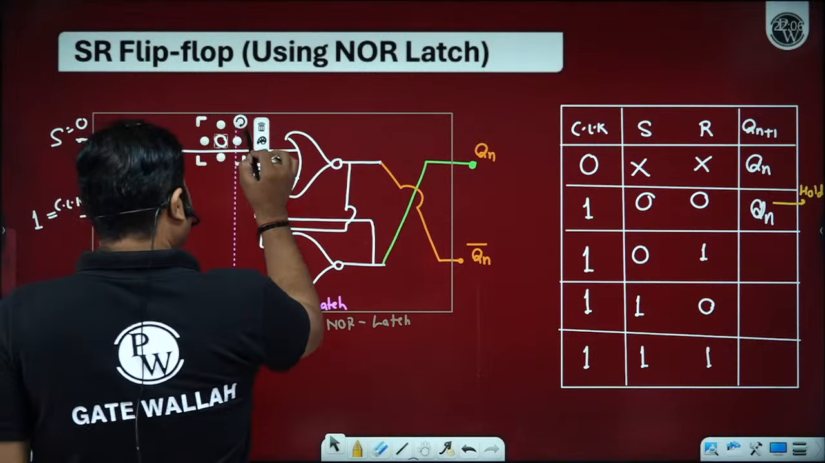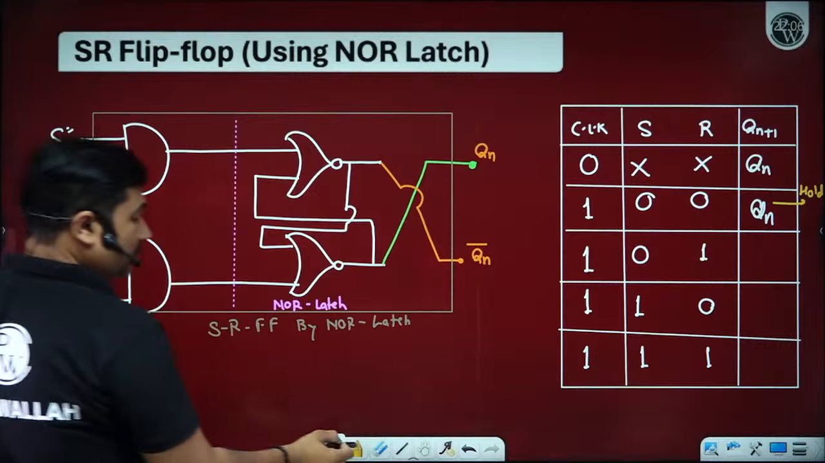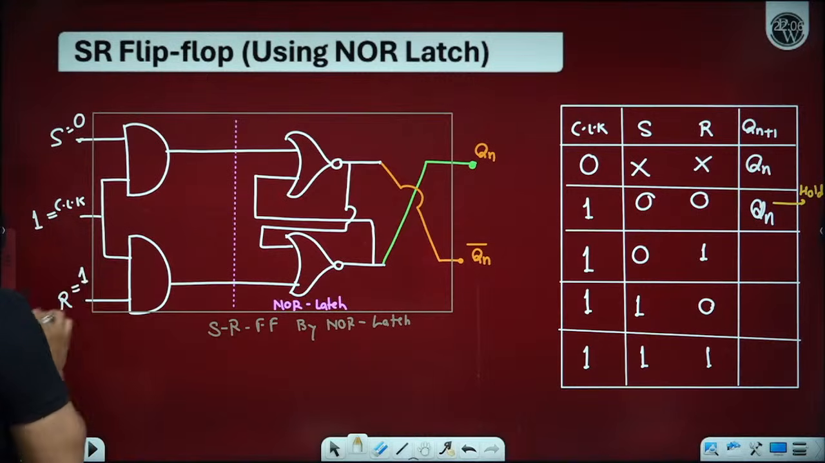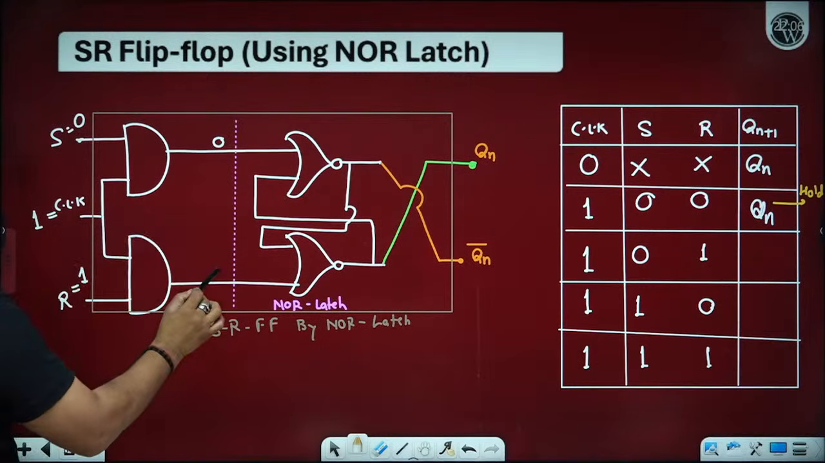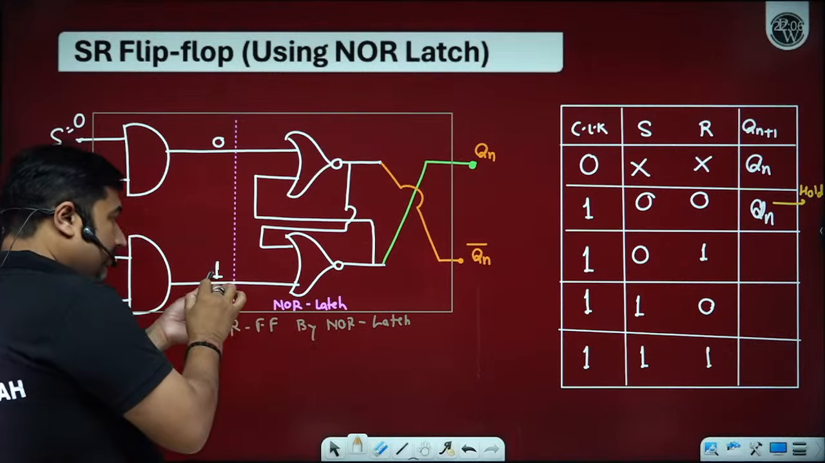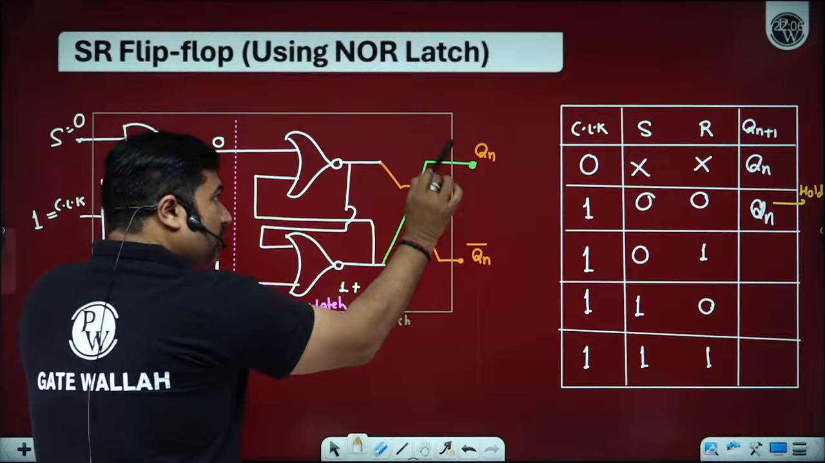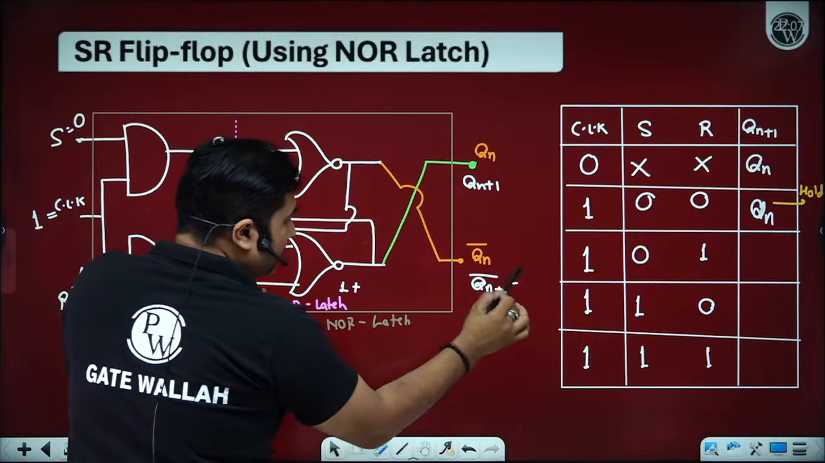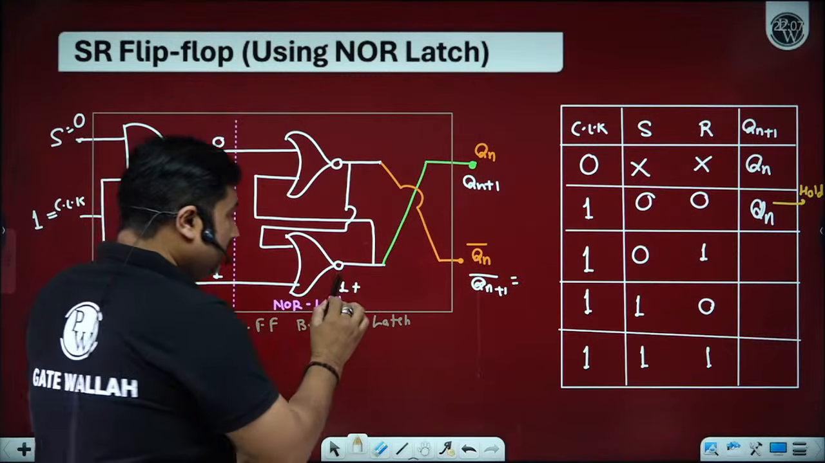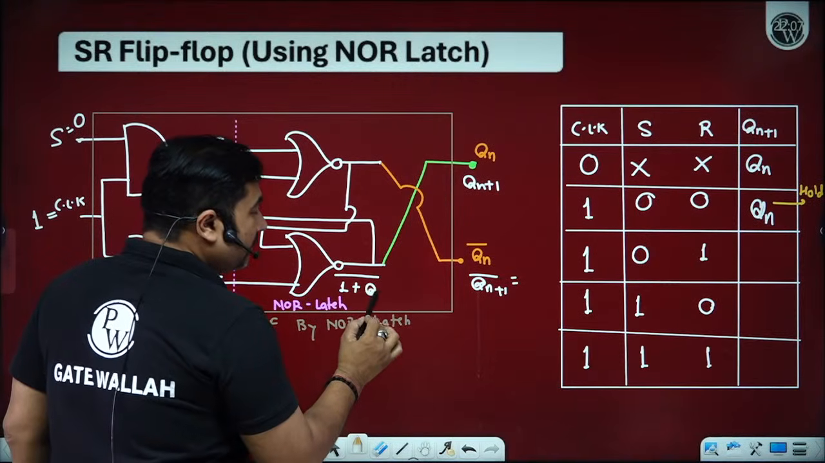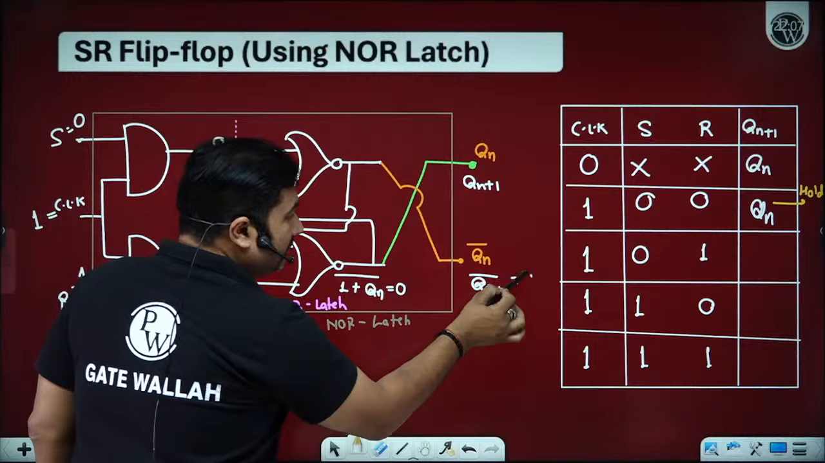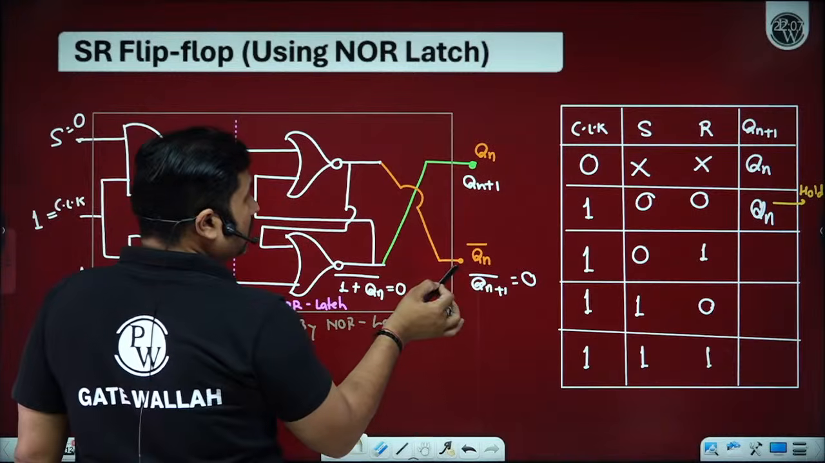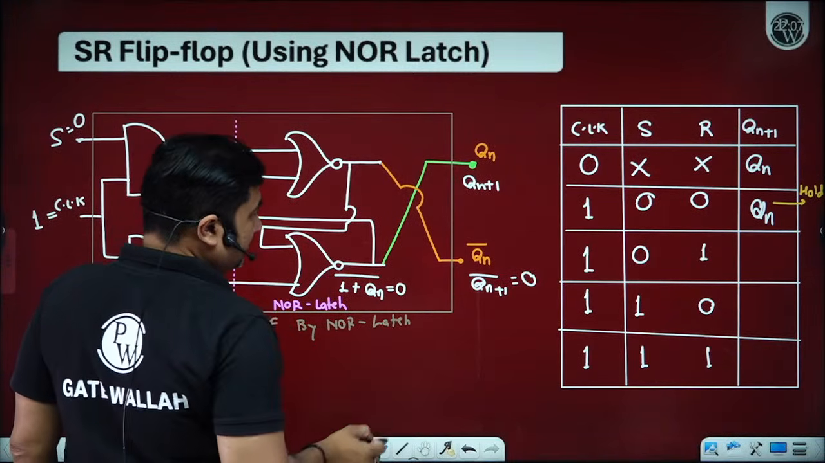Suppose S is equal to 0, R is equal to 1. 0, 1: this will give 0, and 1, this will give 1. For NOR latch, always follow 1, because if the input is 1, 1 plus anything will be 1, doesn't matter what Qn is. Because 1 plus Qn is 1 only, and its complement will become 0. So Qn plus 1 stabilizes to 0.